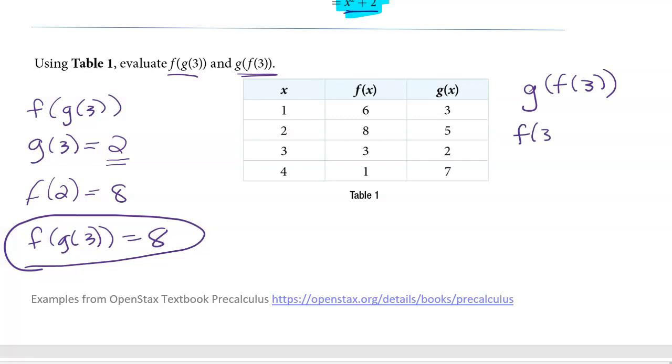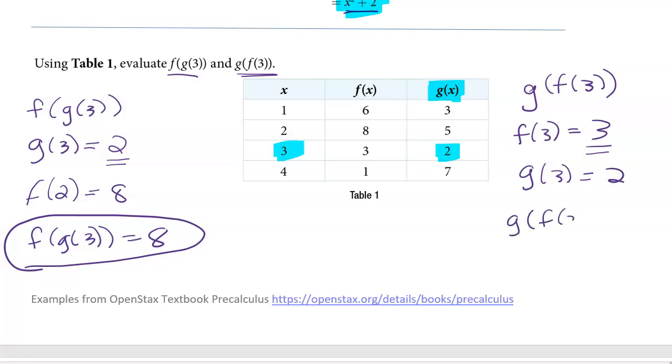So first you want to find f of 3. You go to your f function, input of 3, look at your output, which is 3. And then you want to use this output as your input for the g function. So now we will go to our g function, input of 3, which has an output of 2. So g of f of 3 equals 2. And you have finished that composition.